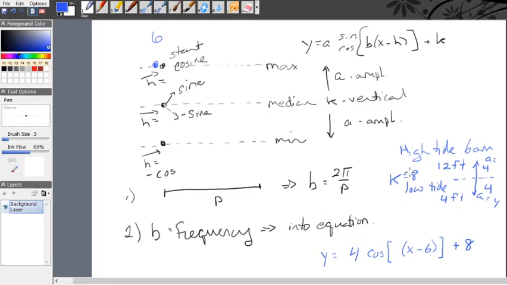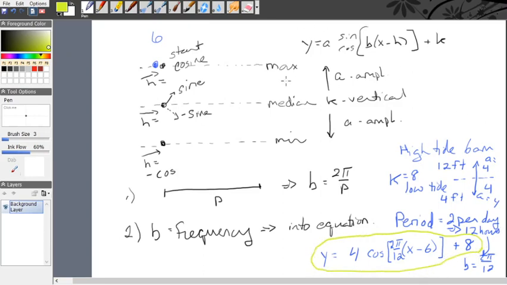The only other information I need is the period. Well, how many tides do we have every day? 2 per day, which means that the length of one is 12 hours, which means that the frequency is 2 pi over 12, and I plug that into my equation. Boom, I'm done. I don't even have to simplify 2 pi over 12 unless I really want to. I prefer not to.